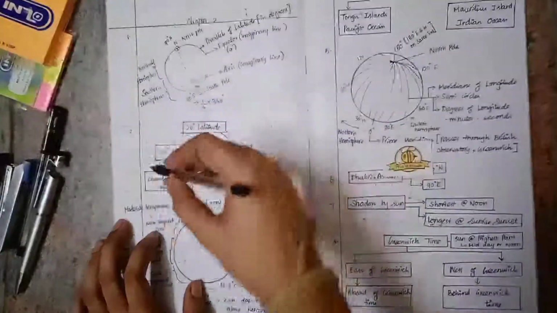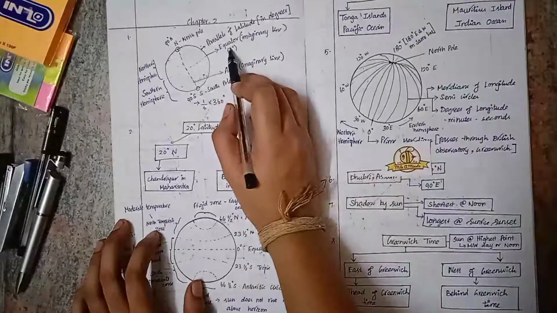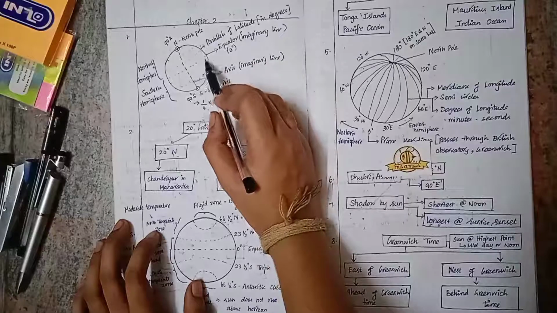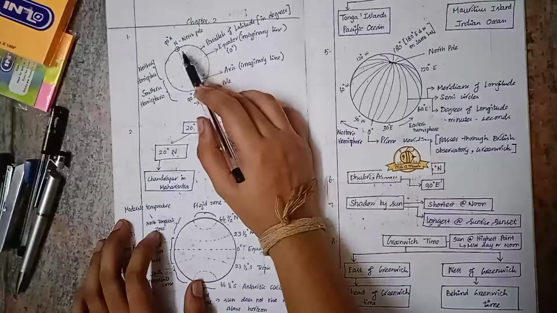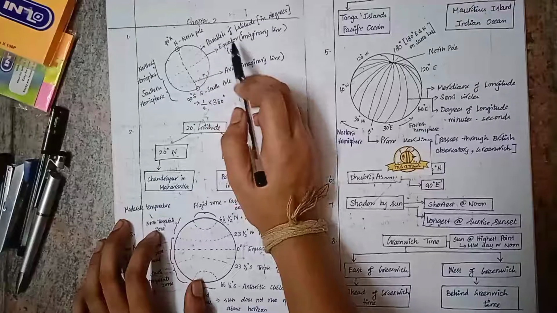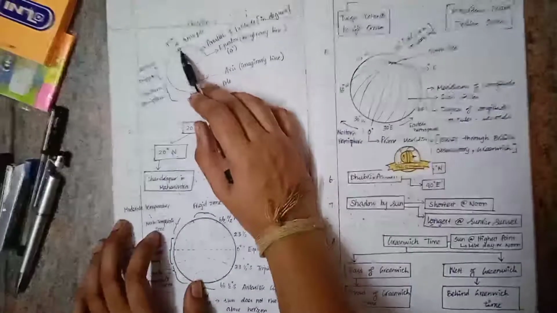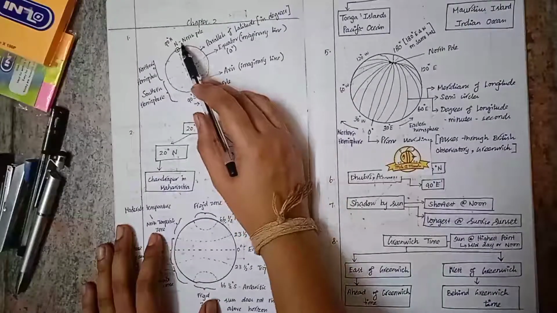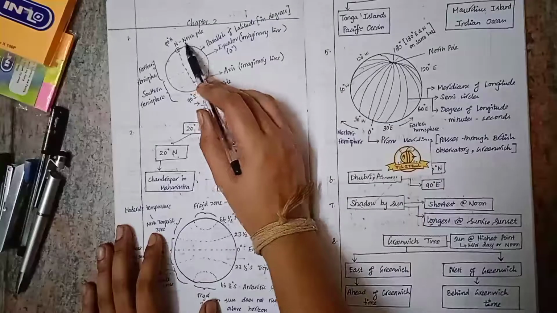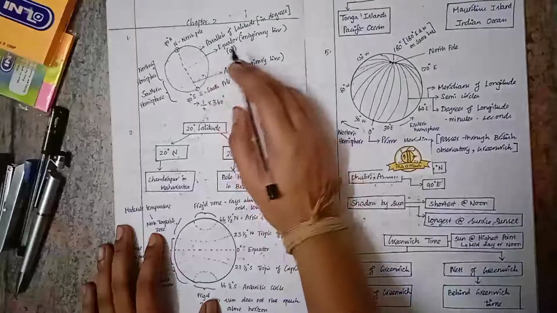On the Earth, we draw an imaginary line in the center, which is called the Equator. The Equator is an imaginary line drawn at 0 degrees which divides the Earth into the Northern Hemisphere and the Southern Hemisphere. The top of the Earth is the North Pole, at 90 degrees north, and the bottom is the South Pole, at 90 degrees south.